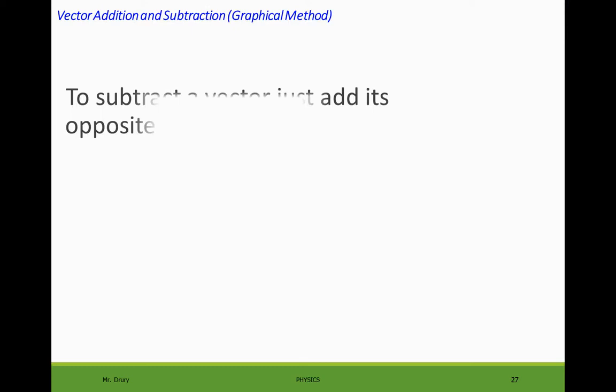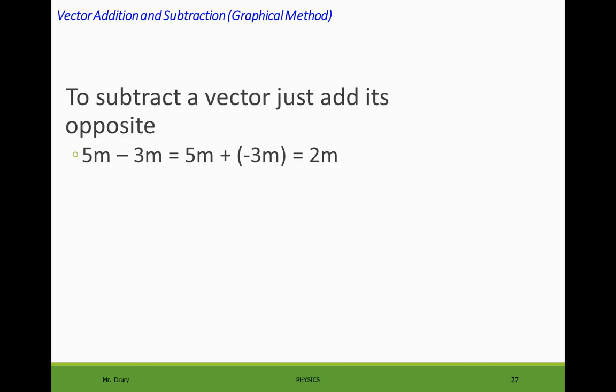All right, let's talk a little bit about subtraction. To subtract a vector, you just add its opposite. For example, 5 minus 3 can be written algebraically as 5 plus negative 3 meters, which is equal to 2 meters. You just switch the direction of the arrow when you add it head to tail.